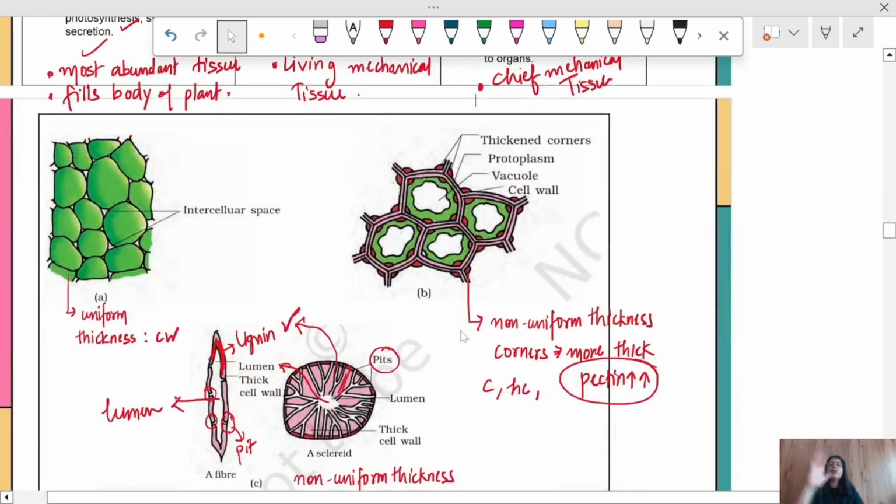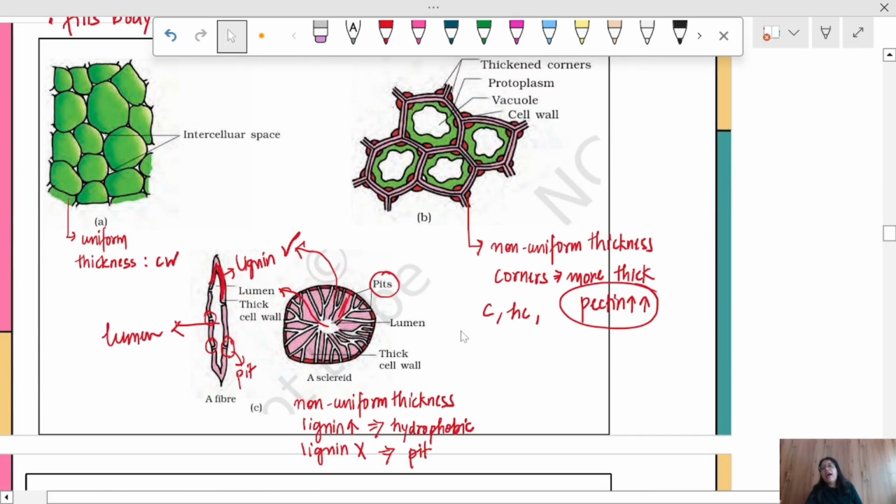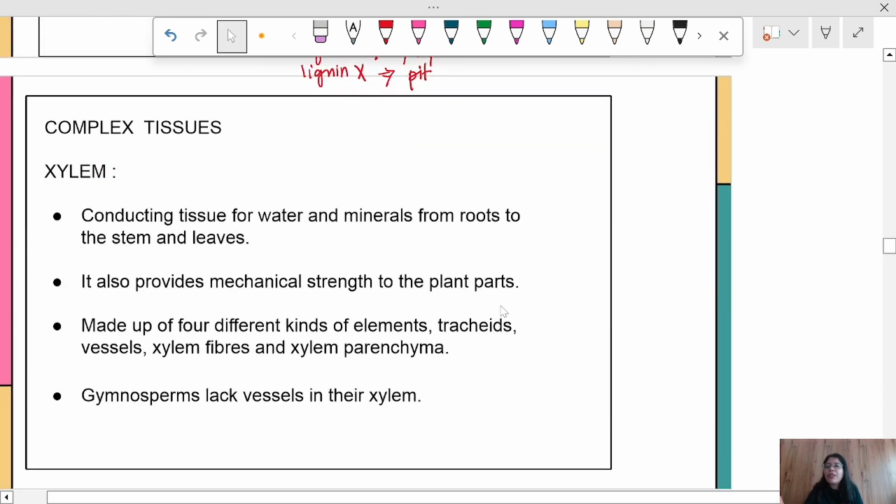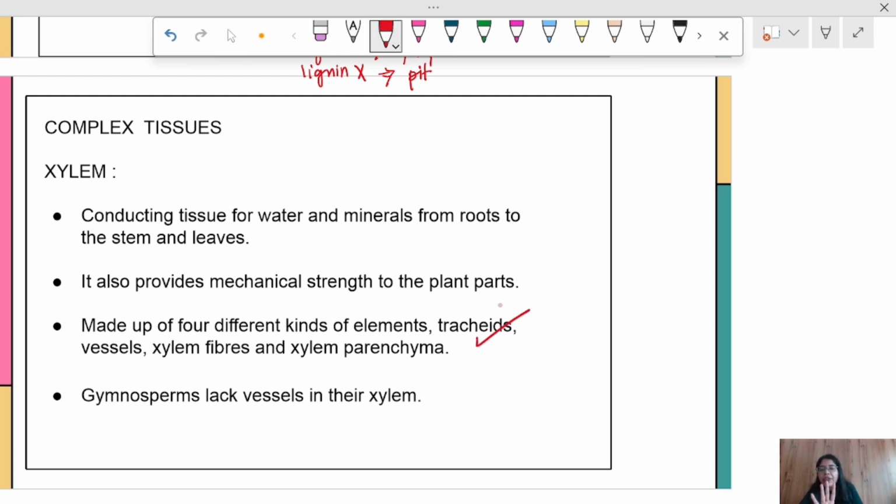Understood? Okay, you can have a look at this diagram again, and this completes our simple tissue. Now we have to learn about complex tissue. So let's see complex tissue. There are two types basically, xylem and phloem, and you have learned xylem and phloem from class 9th itself, right? What's the meaning of xylem? It is a complex tissue made up of 4 different types of cells, namely tracheids, vessel, fiber and parenchyma. Xylem fiber and xylem parenchyma, right?